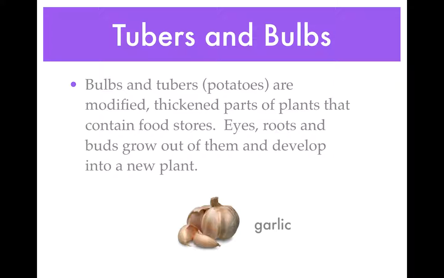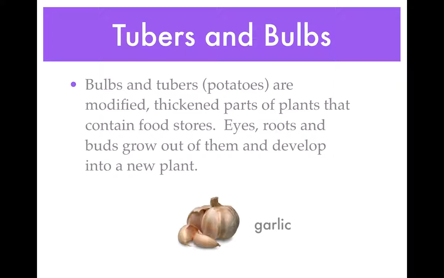Tubers and bulbs are another method of asexual reproduction. Tubers and bulbs are interesting. Tubers, potatoes are examples of tubers. Tubers and bulbs are modified parts of a plant. So they can grow from stems, they can grow from roots, and pretty much they're an energy storage for this plant. Think carrots, and onions and things like that. They are all modified parts of plants. So eyes, roots, and buds grow out of them, and they can develop into a new plant.